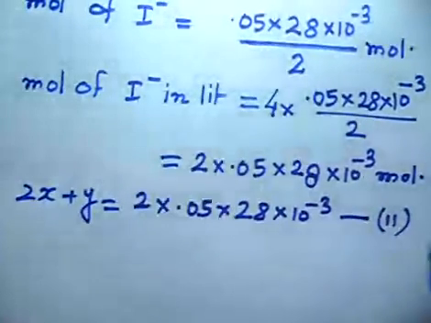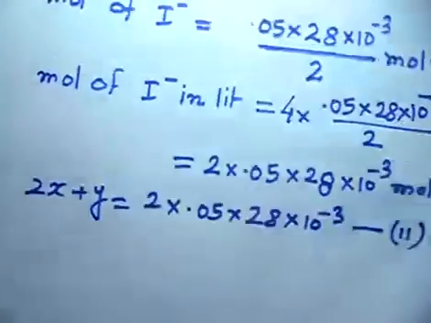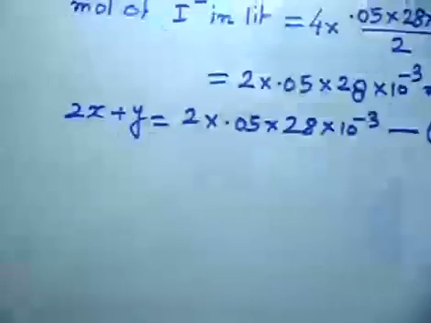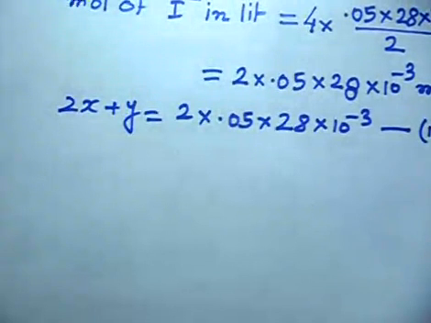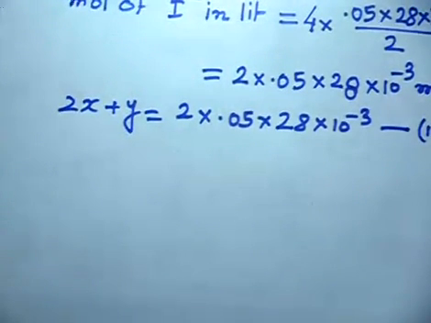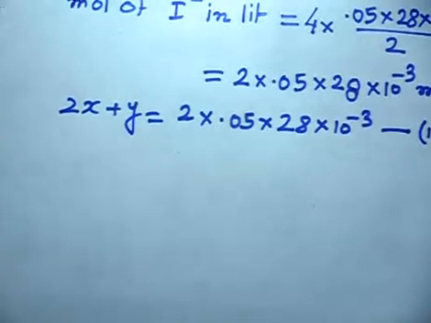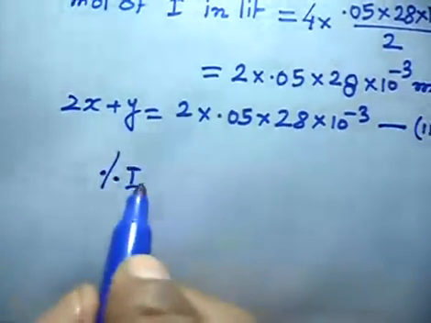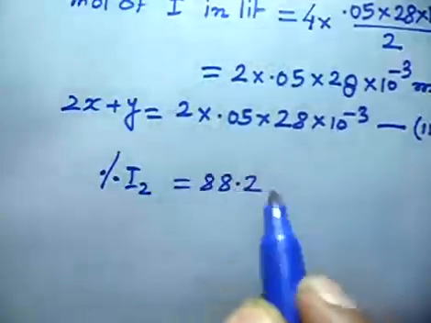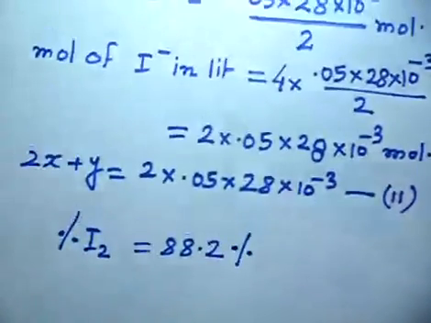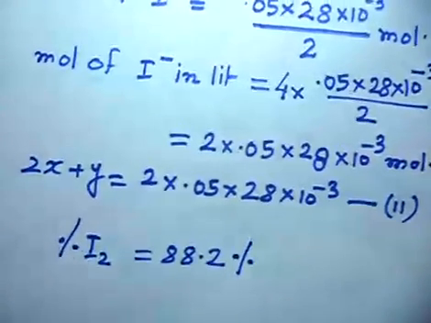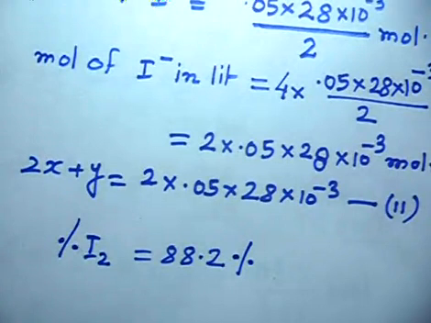So this is my equation number 2, and I already have equation number 1, that is y is equal to this value. If you solve for x and y, you can get the mole of iodine and the mole of I minus, and then you calculate the weight and then the percentage. If you do that, the percentage of free iodine, that is the percentage of I2, will come out to be 88.2%. You know the mole of I minus and the mole of I2, so you can multiply by the molecular weight of I2 and then calculate the percentage. This is your task.